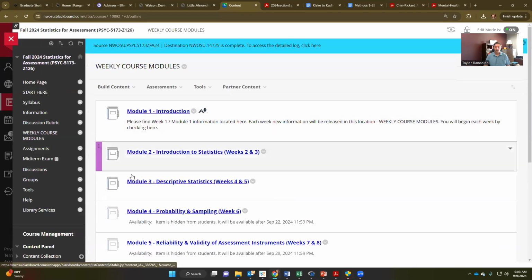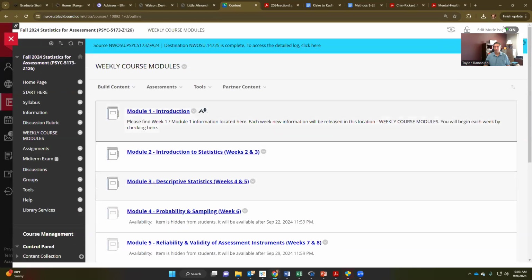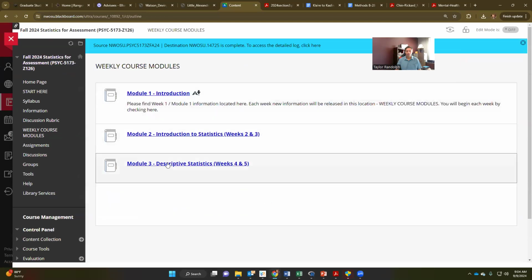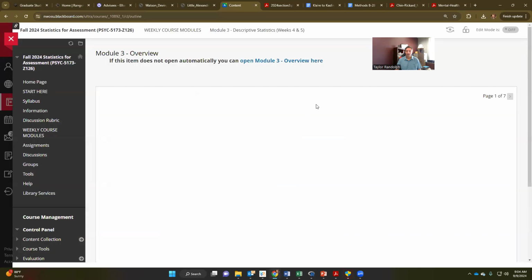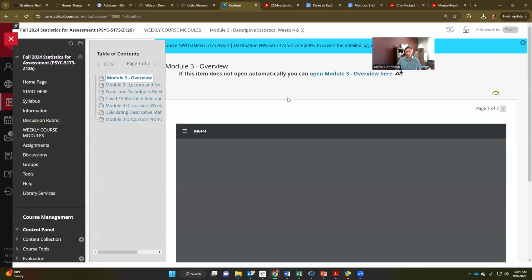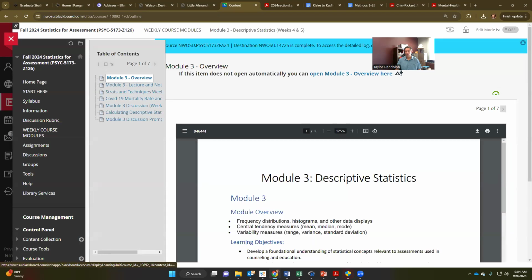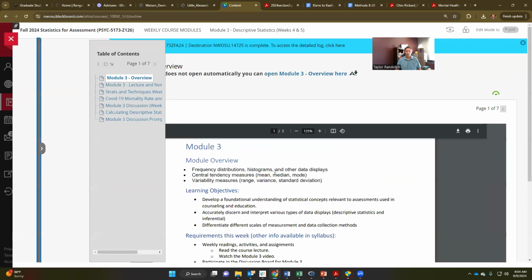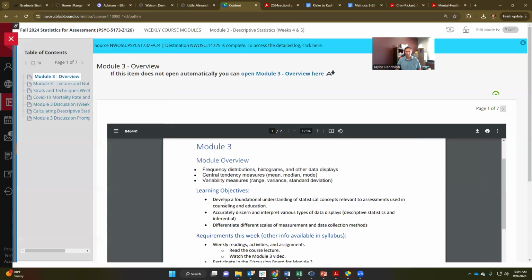Jumping in, you'll see, I need to change that setting. Let's go ahead and turn edit off. Here's Module 3, our descriptive stats for 4 and 5. Jumping in here, here is your overview of what we'll cover. And you'll see that we are talking about central tendency. And central tendency is very important to statistics.